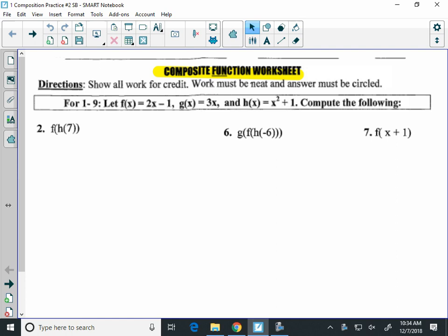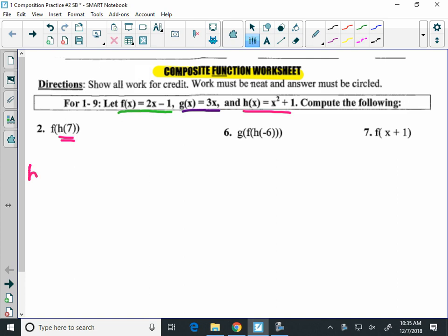All right, we're going to start with number 2. We're starting with f of h of 7. And you're given 3 functions along the top. You're given f, you're given g, and you're given h. To start, we're trying to find f of h of 7. So remember, you start with the function that's on the right. Here it's h of 7.